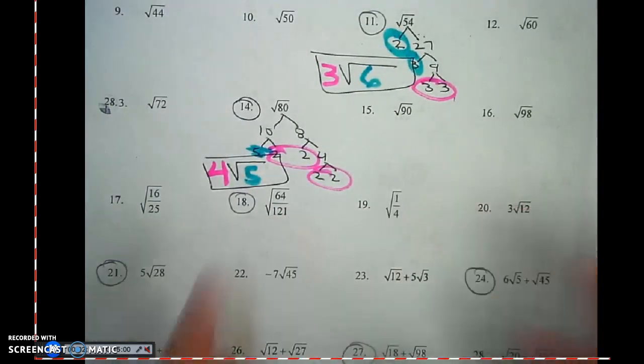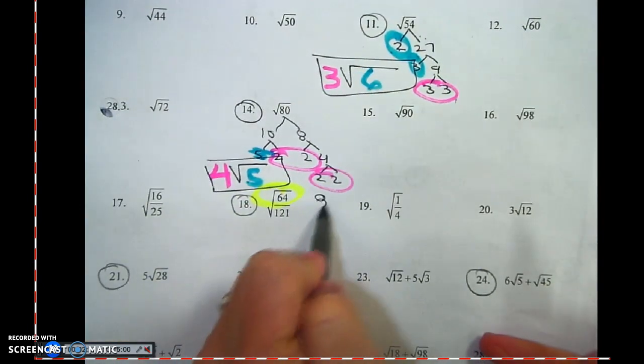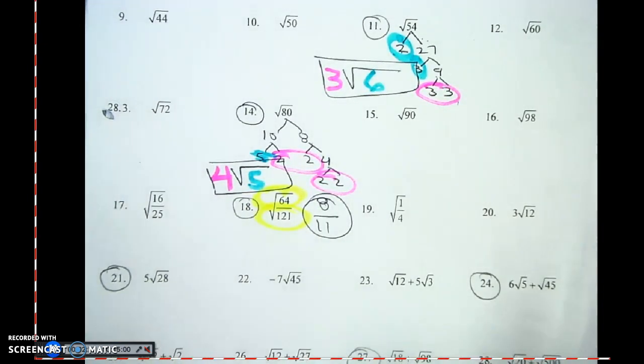Okay? Let's look at 18 over 121. Now in this case, I have a fraction. Don't get scared. Square root the top, square root the bottom, and that's it. Don't stress.